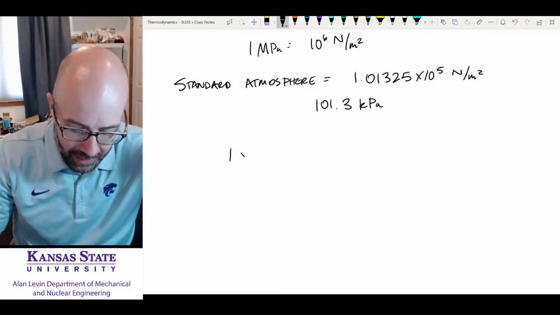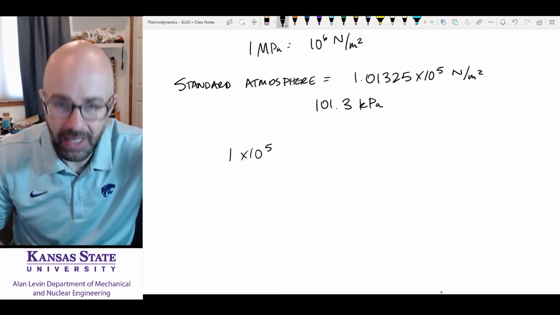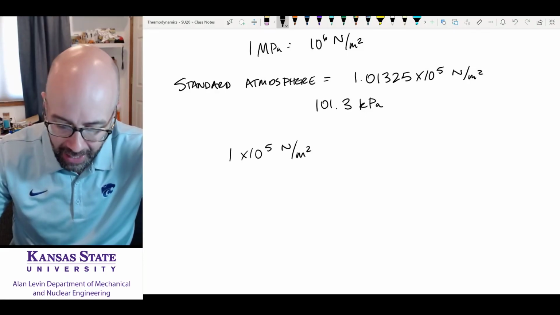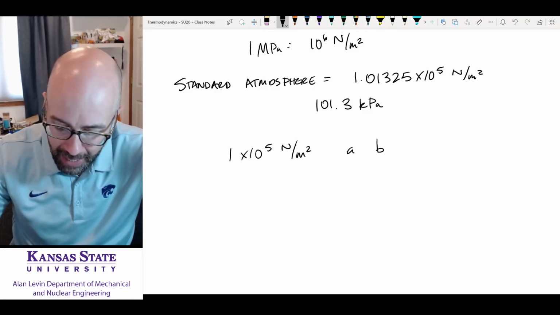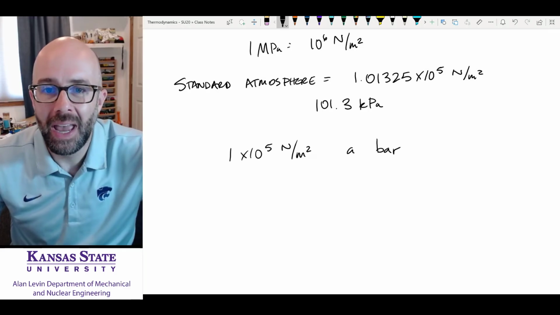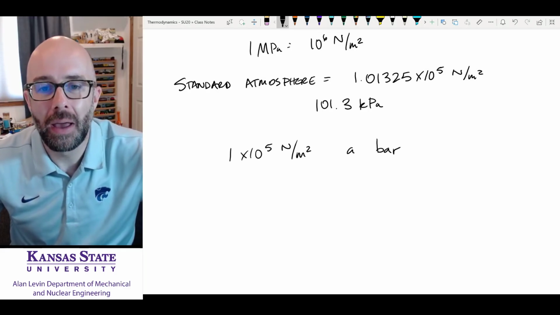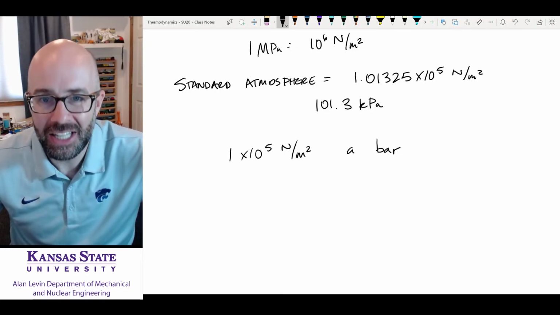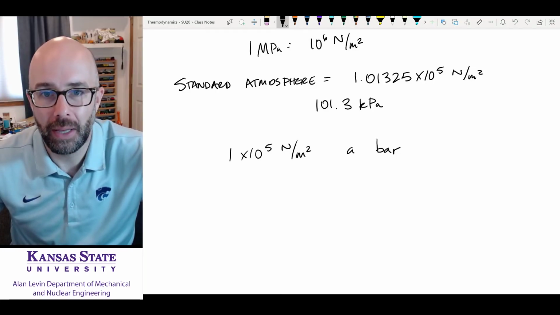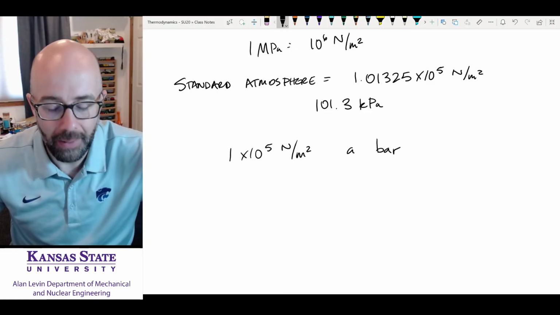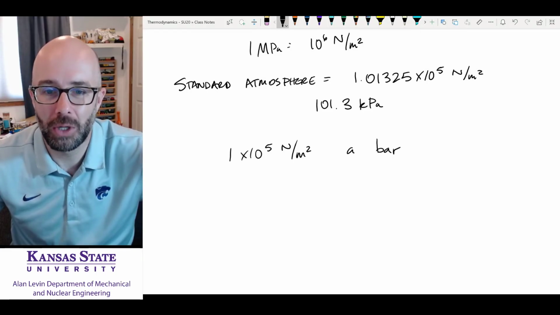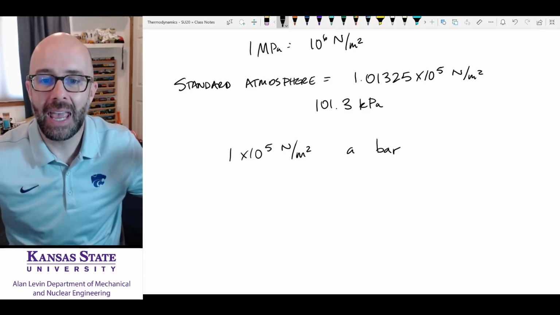1 times 10 to the fifth newtons per meter squared has a special name: it's called a bar, B-A-R. So in SI, we have another unit of pressure called a bar, which is 1 times 10 to the fifth. That's what we're going to be working with. So know that is a bar. There will be all sorts of times where we have to convert between bars and kilopascals.